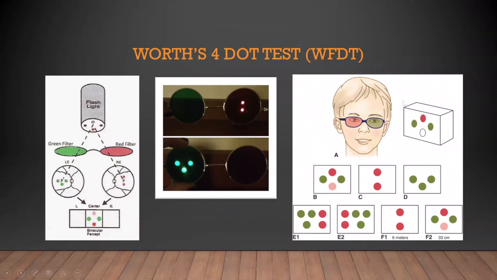Now, can anyone tell me, it's going to be a quick question, that these are the possible interpretations that the patient can have. Okay, so now this person is wearing glasses with a red filter over the right eye, green filter over the left eye, and this is your 4-dot target. So B is equal to binocular single vision. Can someone tell me what C means?